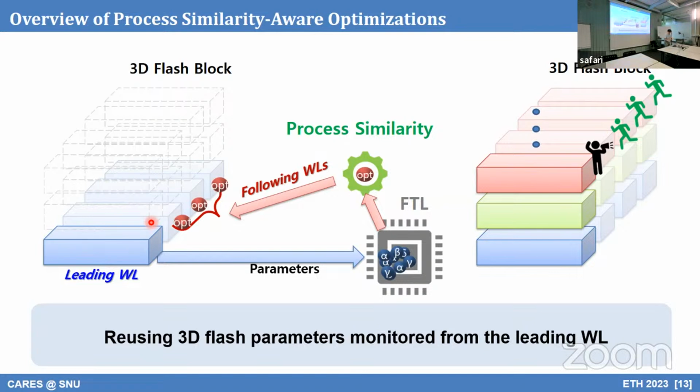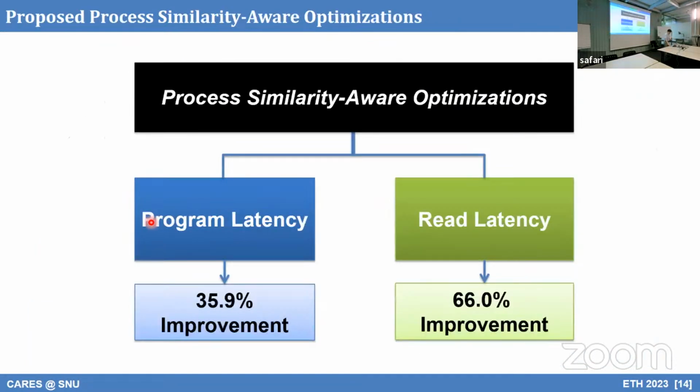No? Okay, so we apply this idea. So this is a summary of our techniques. For example, program latency, we can improve up to 35.9%. Also read latency, we can improve up to 66%. This is a simple idea, but previously we didn't explore it because process similarity, we didn't fully understand.